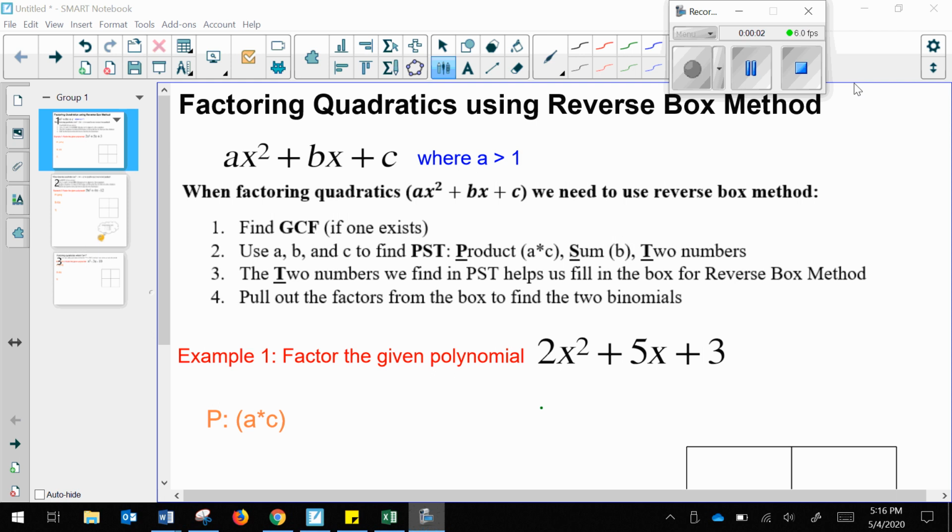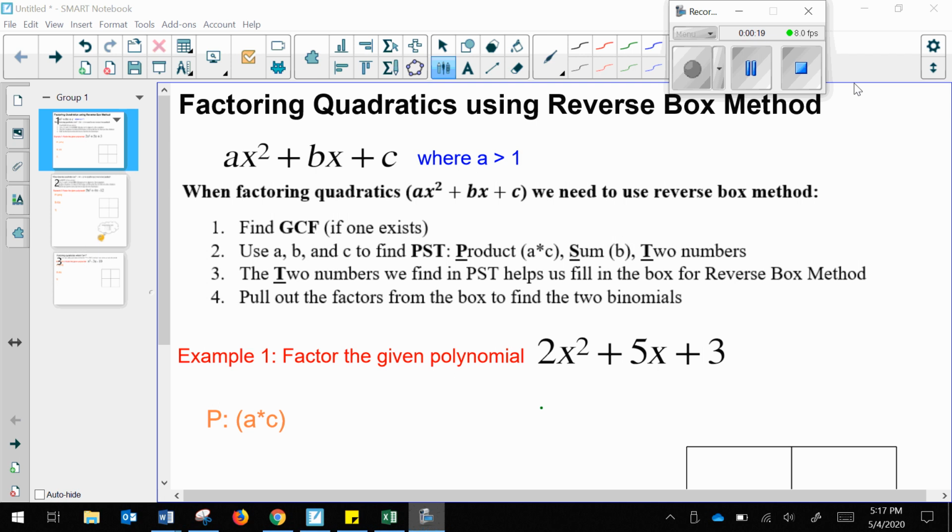Welcome back, everyone. Today we're going to be talking about factoring quadratics using the reverse box method. Using the reverse box method is where we bring in our PST. We have to know our factors. We fill in our box and factor out what we can from the box.